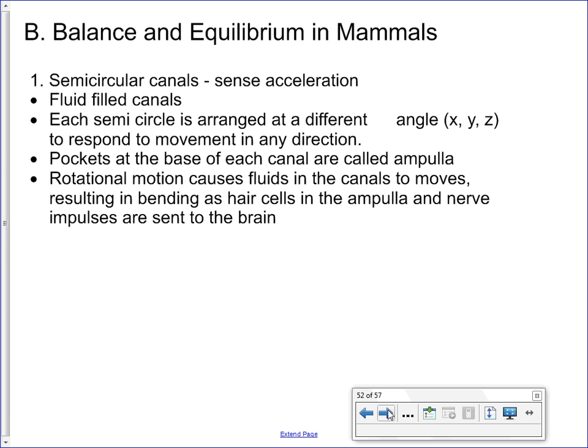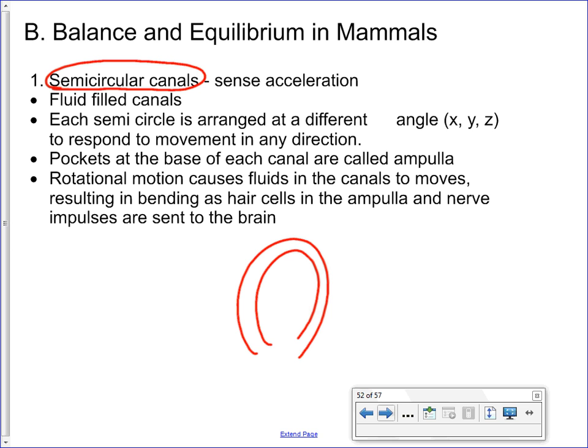Major structures involved here, I pointed out on an earlier slide, what are referred to as the semicircular canals. So they are canals that form, well, kind of like what I'm drawing here, sort of a semicircle. But what you do have are these semicircular canals that are oriented in three different orientations. So this one here, we could perhaps say is the Y orientation.